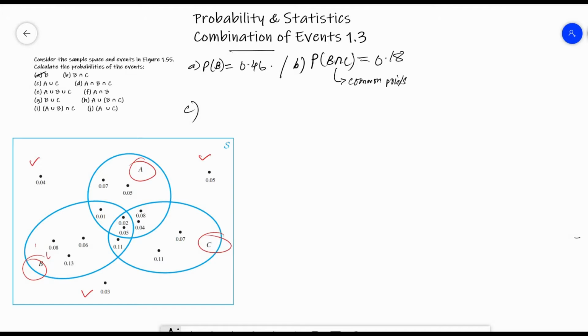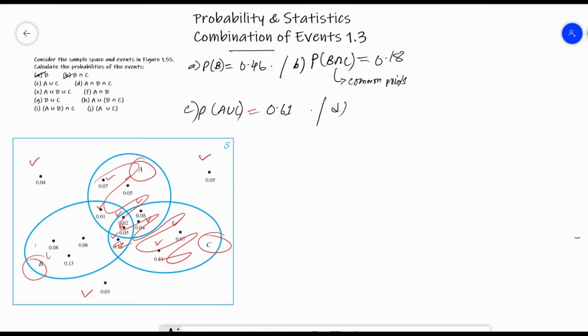Now moving on to number C. In number C, we're asked to find out the probability of A union C. For A union C, we have to take all the elements or the points that are present inside A and C. So we'll have to add this one, this one, this one, this, and this, and this together to get the result. And if we add them up together, we get equal to 0.61.